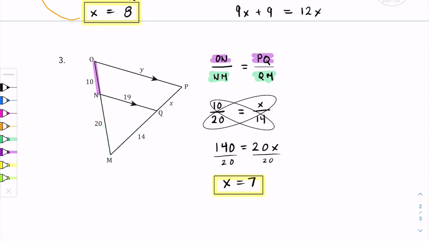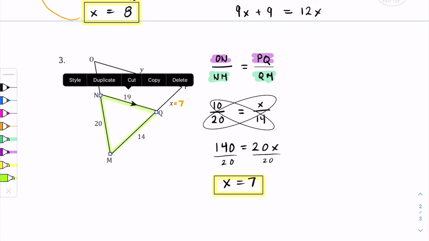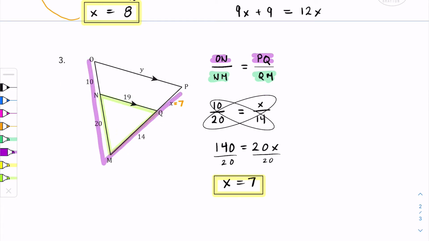Now I'm going to come back over to my triangle. I'm going to mark that x equals 7, and I'm going to highlight a couple of things. I'm going to highlight the smaller triangle right here in green, and I'm going to highlight my larger triangle in purple. So if we can all focus on the fact that now we're looking at 2 separate triangles in order to solve for y.